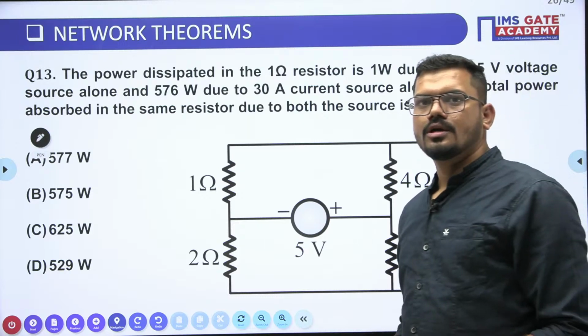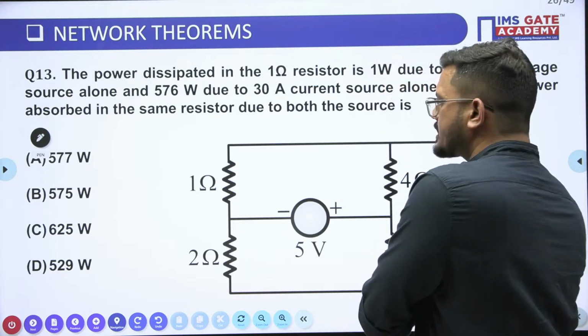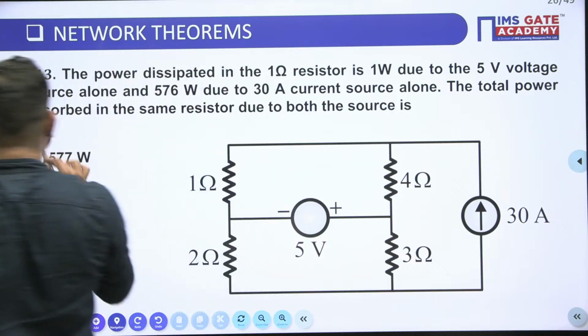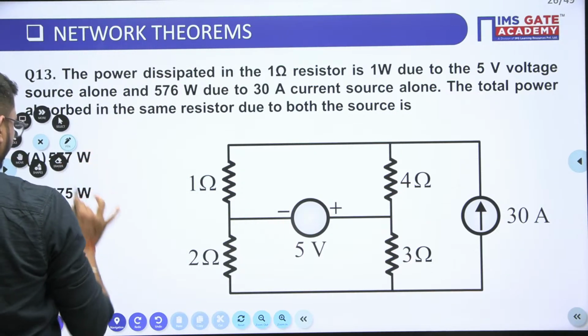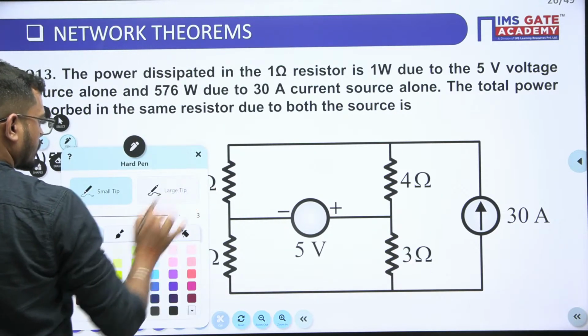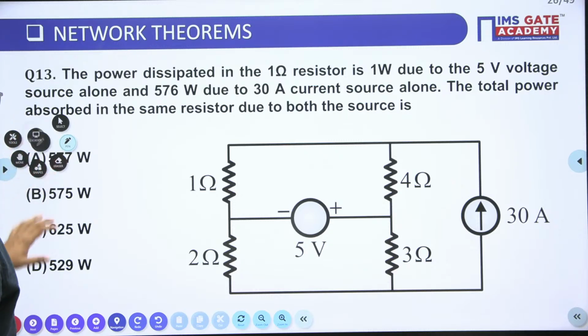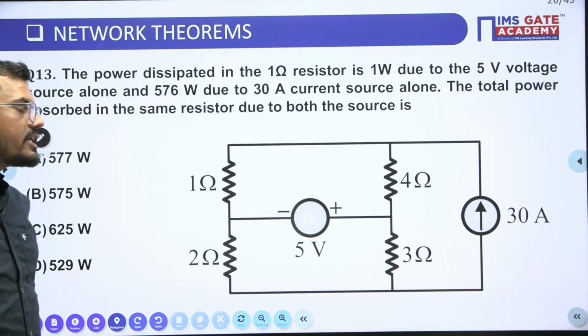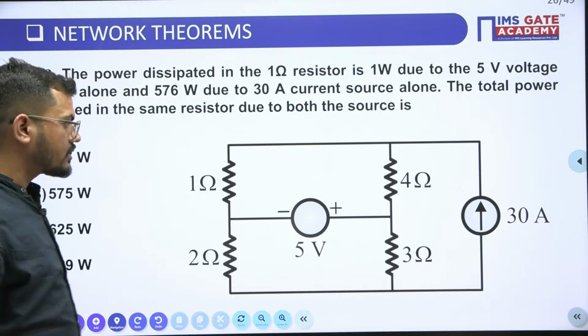Okay, so let us see, guys, what we have to calculate here. The power dissipated in the 1 ohm resistor. Just try to understand this question. A very good question, guys.